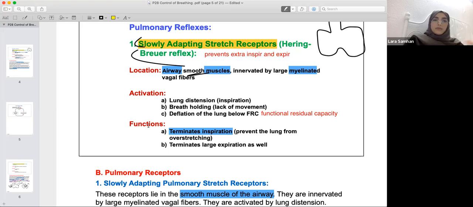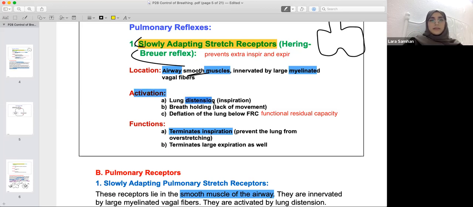Now, what's the meaning of residual volume? Volume is the volume itself. Residual is the remaining. Remember, residual starts with R, remaining, like RR, okay? So residual volume is the remaining volume of oxygen that is left, okay? So this is the function of the slowly adapting receptors, that we don't want to have extra inspiration or extra expiration. When are they going to be activated?